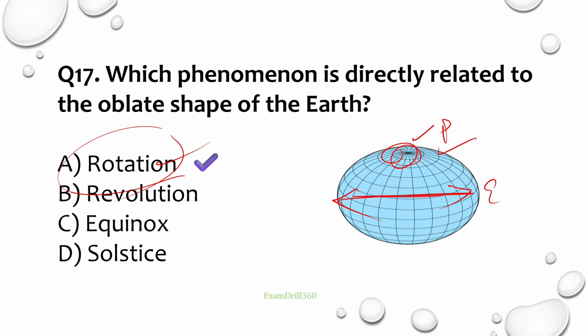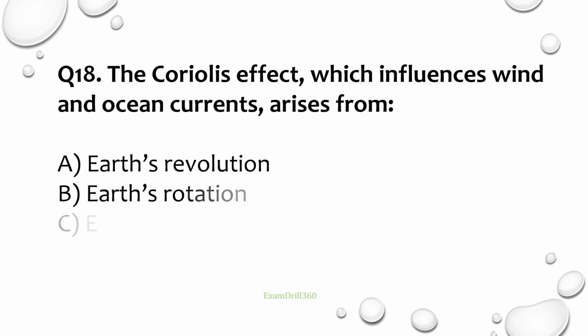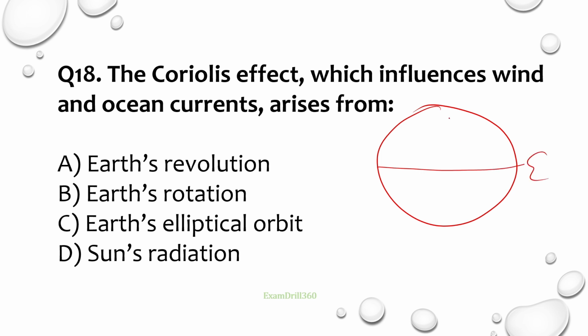Next, question number 18. The Coriolis effect, which influences wind and ocean currents, arises from what? Coriolis effect, what is that actually? Let's say this is the equator. So if Earth did not rotate, then how would the wind come? The wind will come in a straight line, in a vertical line like this. So since the Earth is rotating, this causes moving particles such as wind and ocean currents to be deflected to the right.